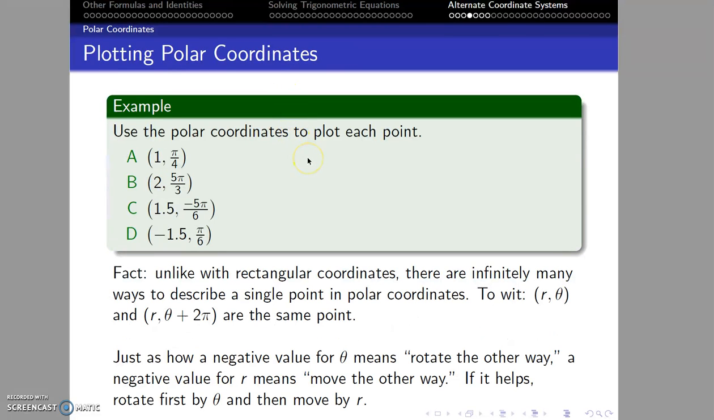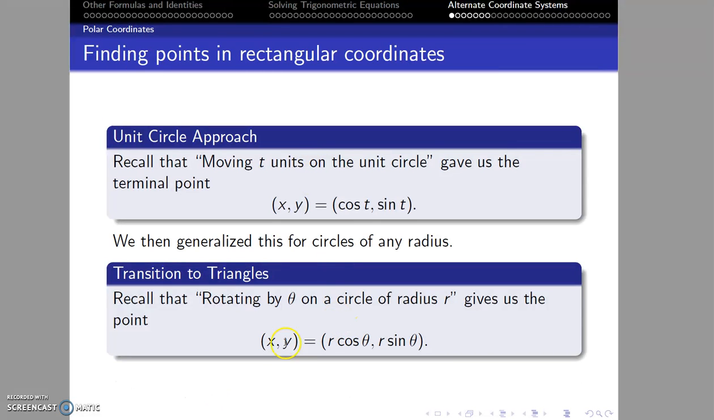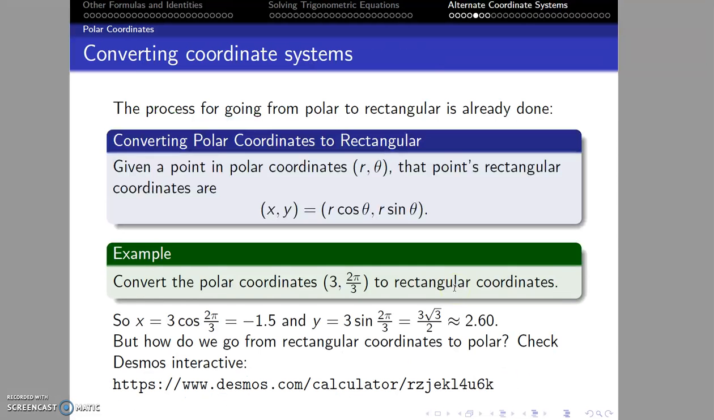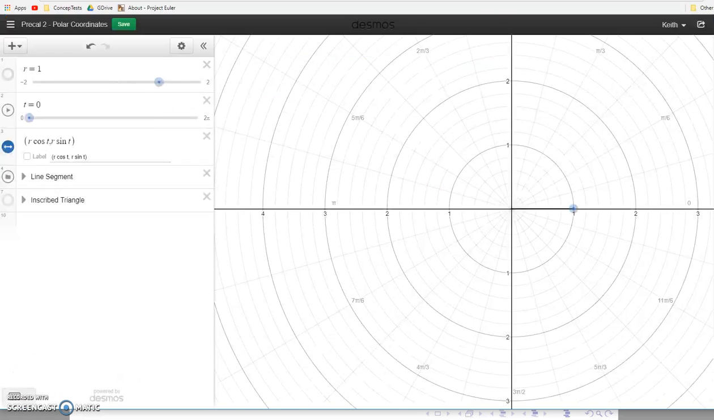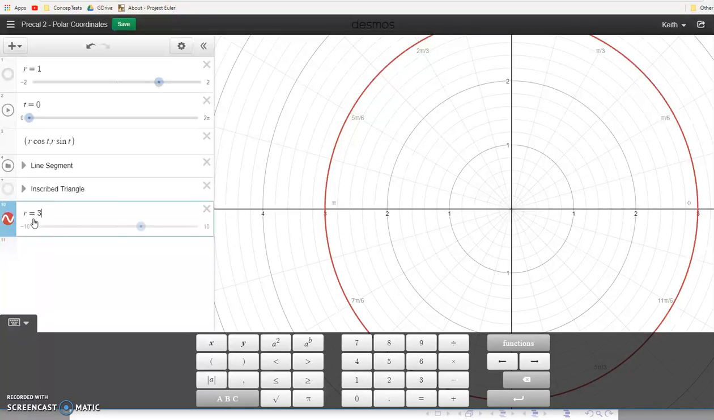And so going from polar to rectangular isn't that bad, because we kind of have the definition just straight up given to us. If we know r and theta, we can get the values for x and y rather straightforwardly. So for example, suppose I want to convert the polar coordinates 3, 2 pi over 3 to rectangular. So let's see here, that puts me with r of 3.